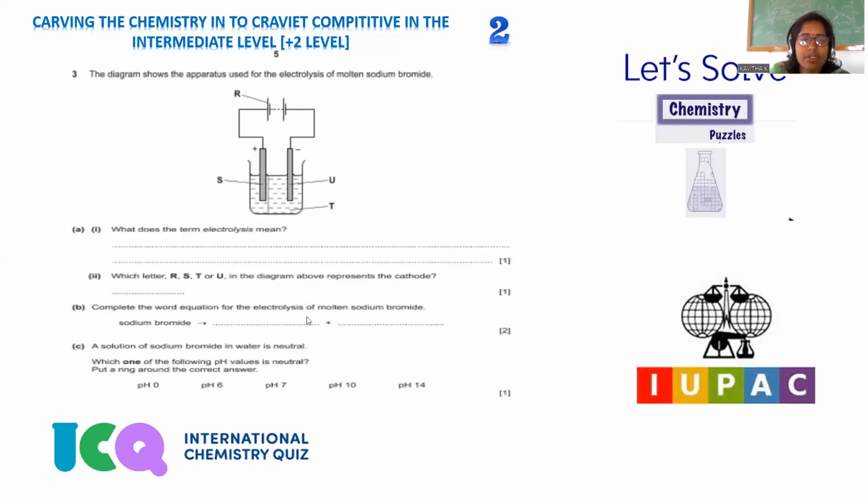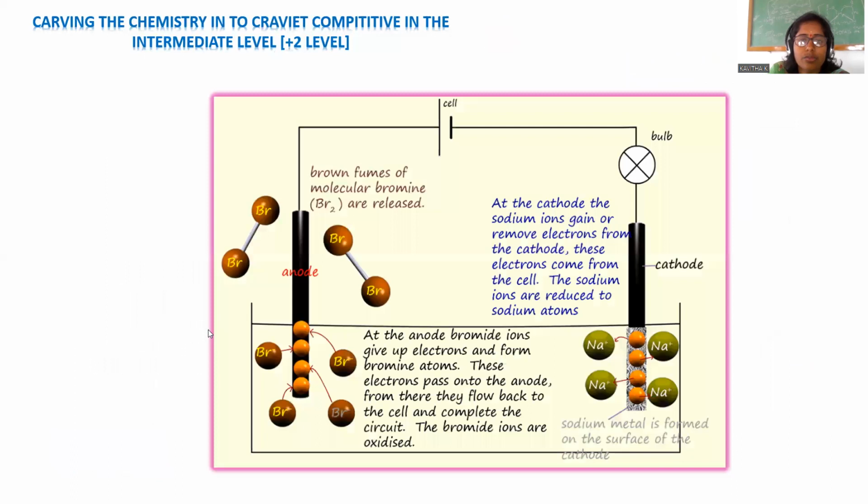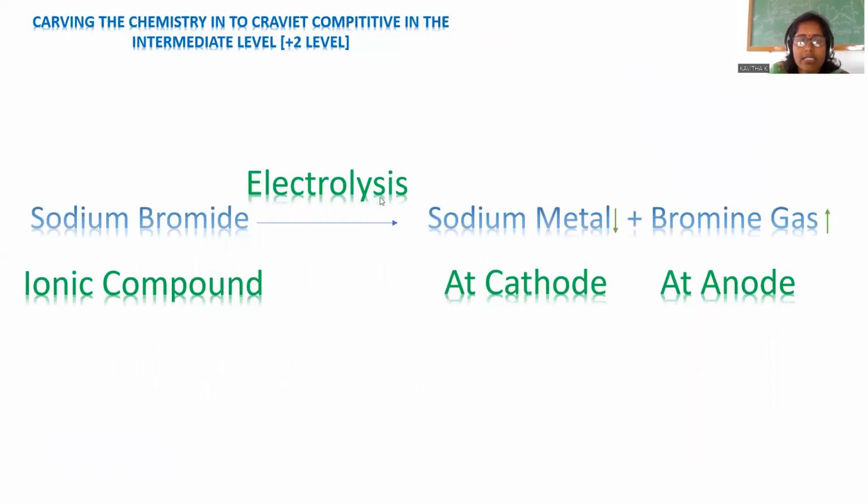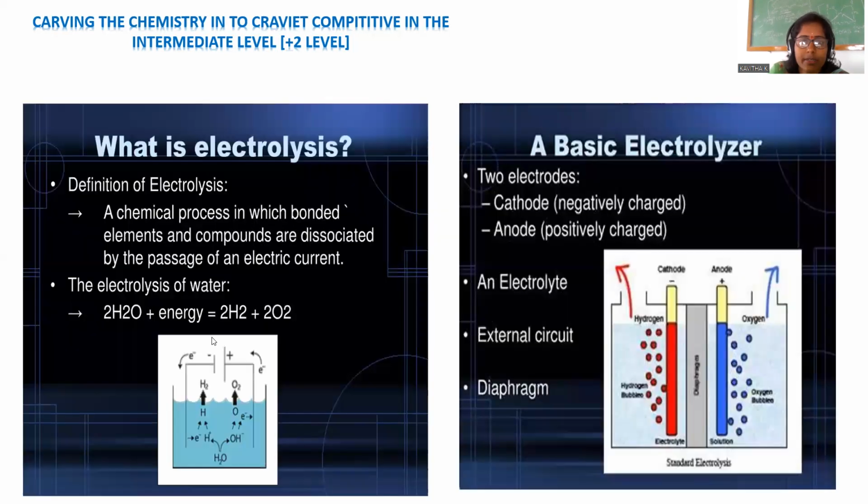Complete the word equation for the electrolysis of molten sodium bromide. Sodium bromide upon melting will be converted by the electrolysis into sodium metal, and bromine gas will be generated by means of the electrolysis process. Sodium will be deposited at the cathode. Bromine gas is evolved at the anodic compartment.